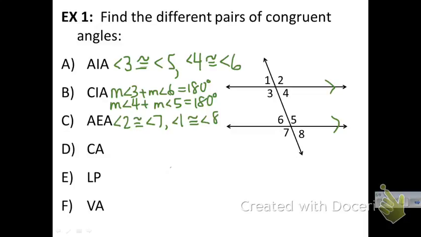Corresponding, these are the ones that I like to say make the F. So 4 and 8 would be a pair that are congruent. We also have 3 and 7, 1 and 6, and 2 and 5.